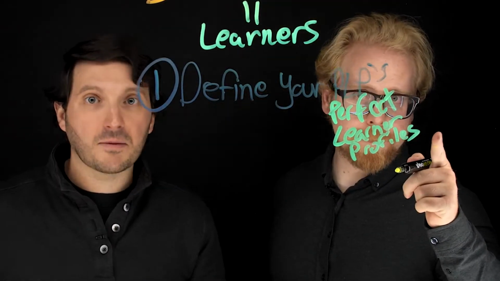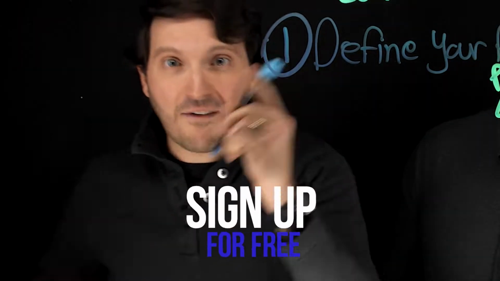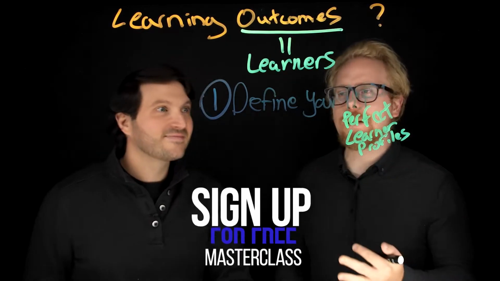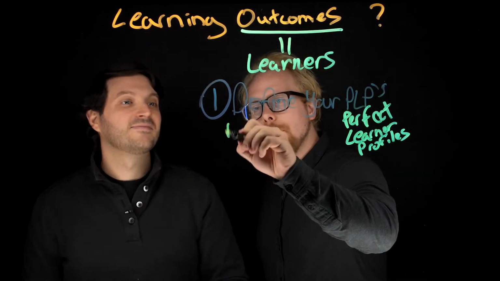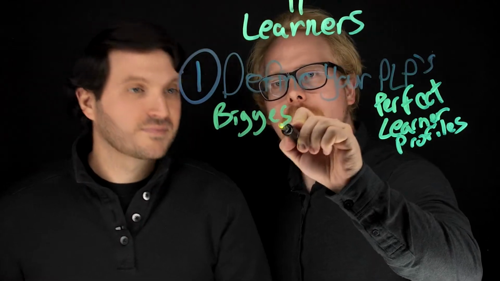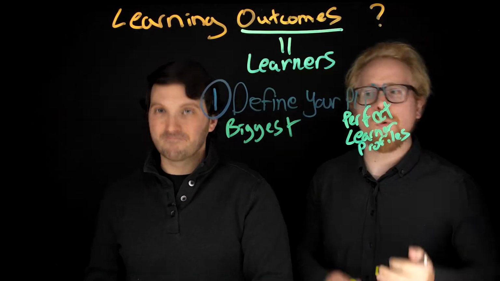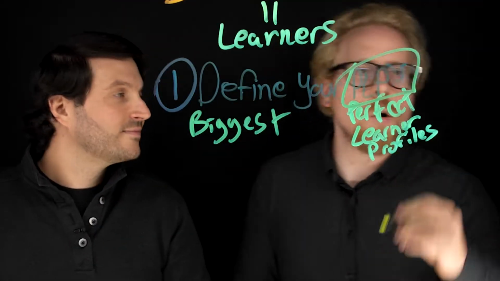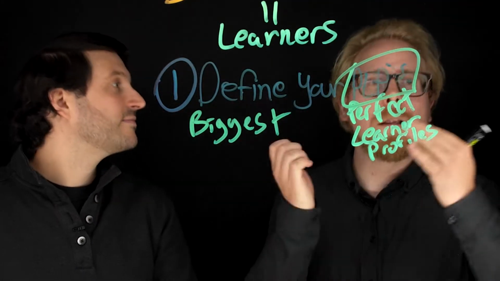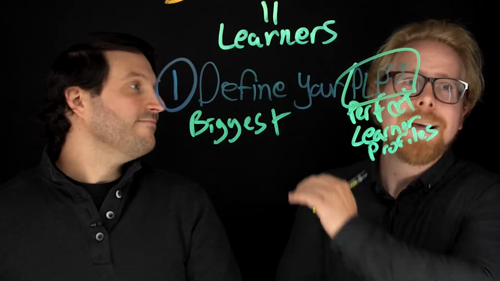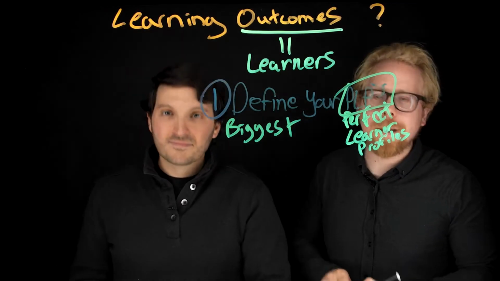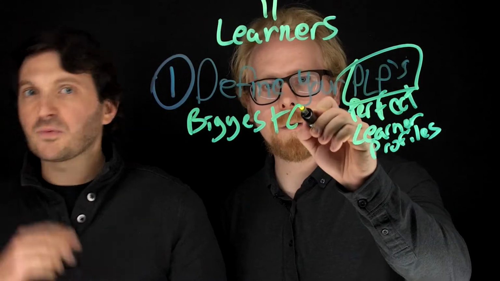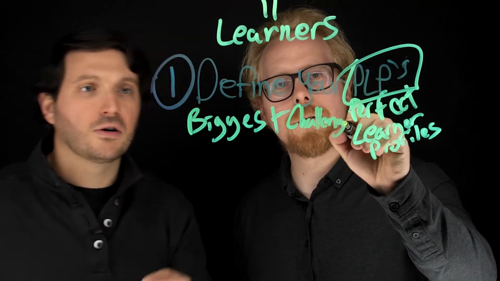That is what the PLP is all about, which, by the way, we dig a little bit more into in that free masterclass. If you want to do this in detail, sign up for our free masterclass. But basically what you're doing is you're defining what the biggest challenges of your learners are. And whatever those biggest challenges are, that is your PLP or your PLP group. We group learners based on biggest challenges, not based on all that demographic information. It's all about their pain points, because that's what learners want to solve. Those are the outcomes that they're looking for.